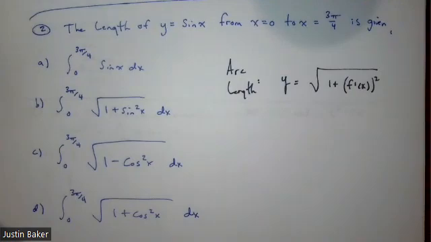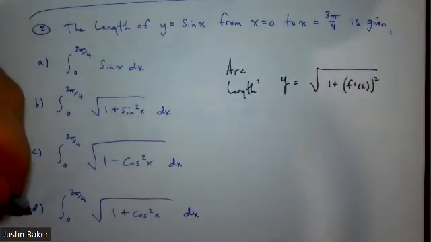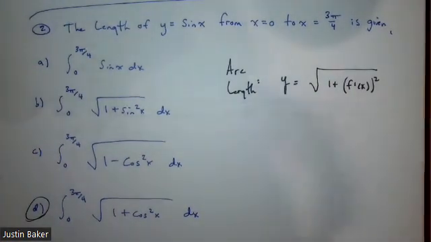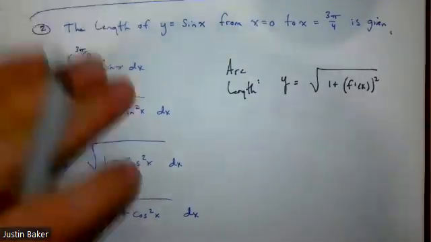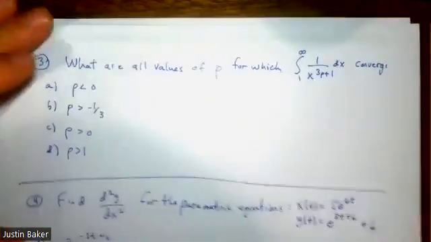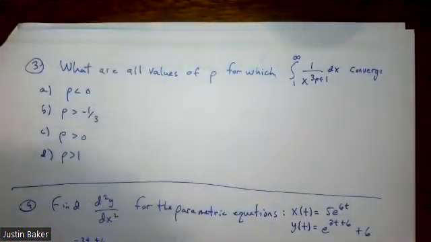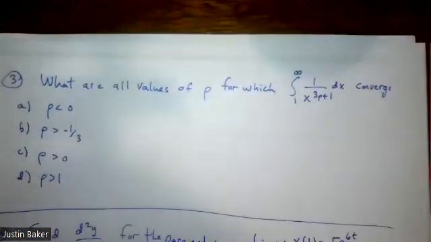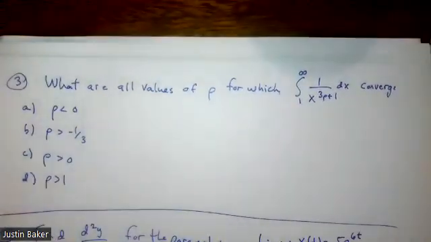Okay, so with that in mind, does it make sense to say that we would be at choice D? Okay, that's good. All right, and here is the third one. What are all the values of P for which this series that you see listed over there would converge?